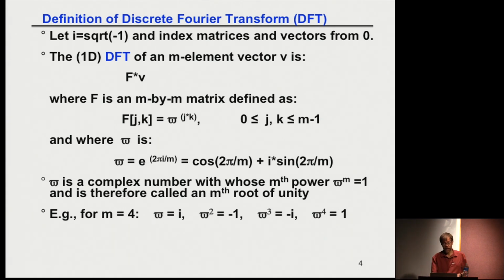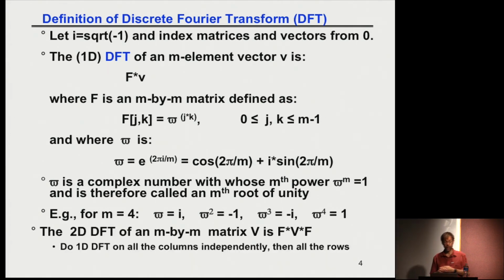And omega is a root of unity. So it's e to the power 2 pi square root of -1 over m, and there it is in terms of sines and cosines. It's a number on the unit circle, and when you take it to the mth power, you get 1. And so that is the matrix vector multiply that we want to do. But I don't want to do it in the obvious n squared time. I want to do it in n log n. Now that's the one-dimensional FFT.